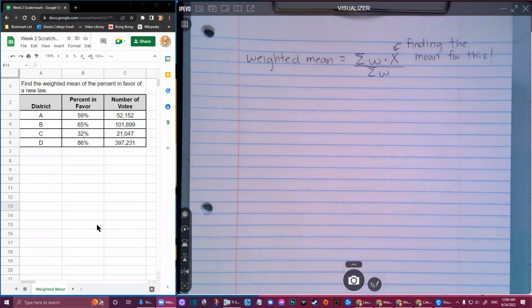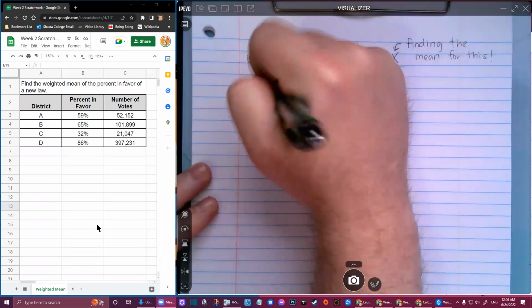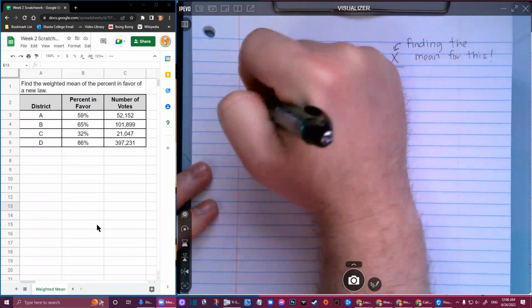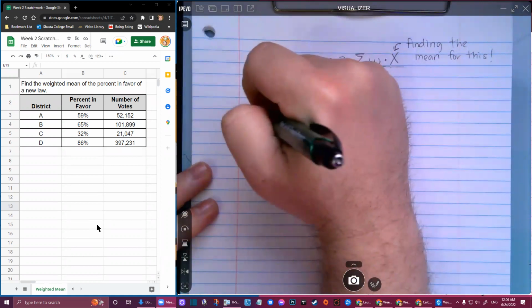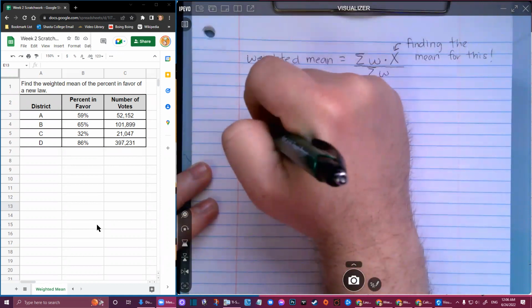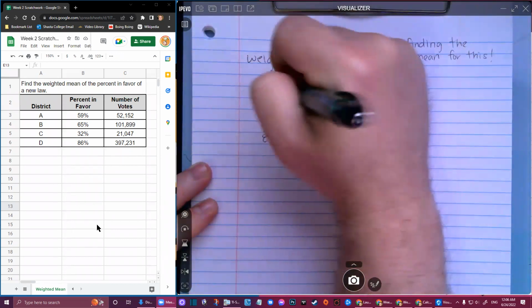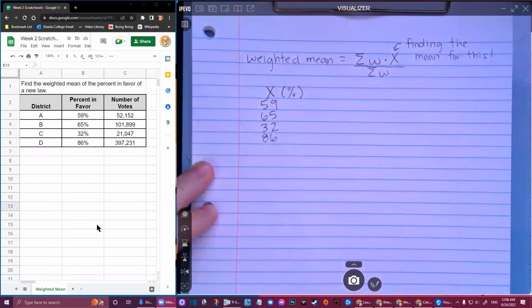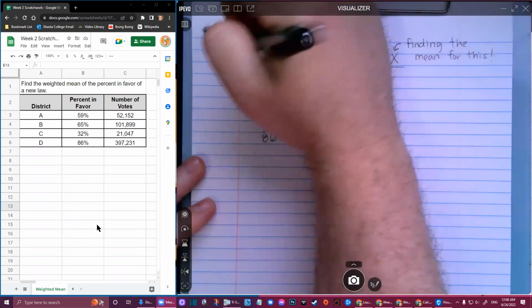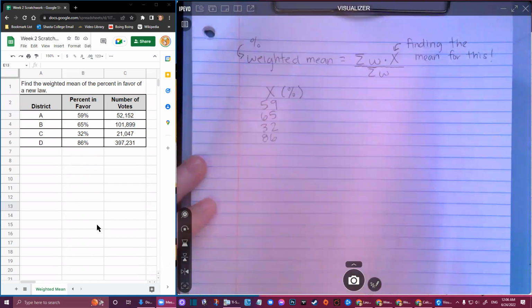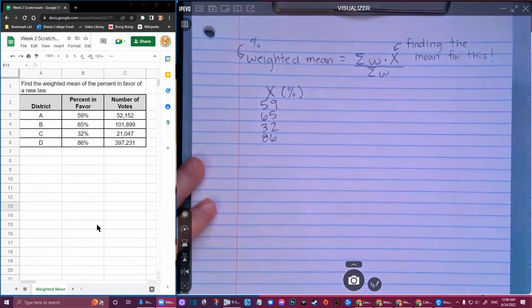In this case, we are told that we want to find the weighted mean of percent in favor. So that middle column, percent in favor, is going to be my X values, and I'm going to copy those down. I'm going to make a note up here that these values represent percents so that when I write my answer, I know that this quantity is also a percent. I'm finding a weighted mean for a percentage.